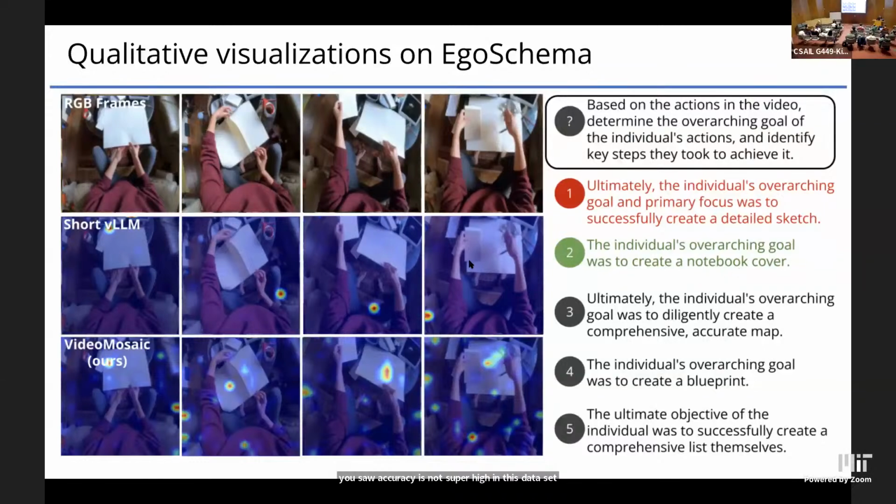So it's creating a notebook cover. That's the action here. But also we looked at the attention maps, and we anecdotally think there's more attention on the actual notebook and the relevant objects here. So we think maybe our model is paying more attention to important things.